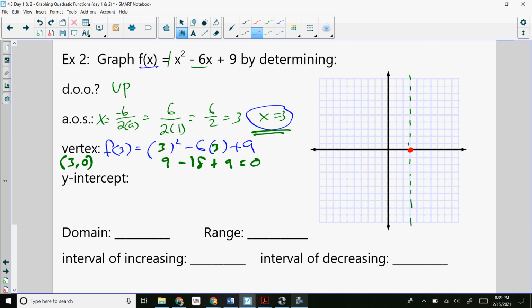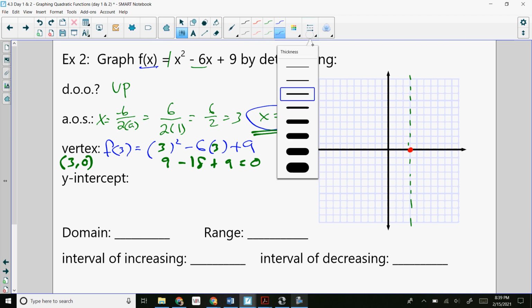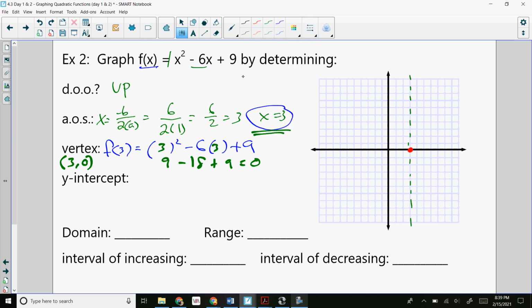Okay, that's our vertex. And then the y-intercept, if you remember from a couple slides ago, that's just going to be the c value, because it's where we plug in 0 for x, and then when you do that, 0 minus 0 plus 9, in this case, would just give us a 9. All right, so (0, 9) is the y-intercept, and of course that's where it crosses our y-axis. So this is going to be up here at (0, 9).